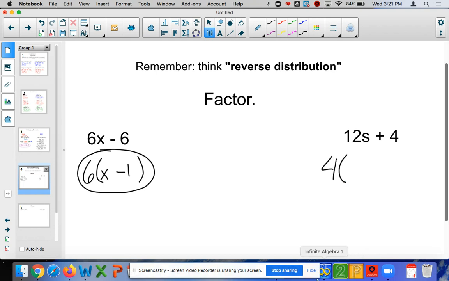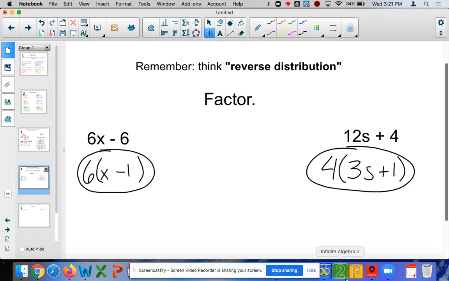Now, 4 times what equals 12? That's 3. And I still have the s there because it was 12s, right? Now, 4 times what equals 4? That's a positive 1.